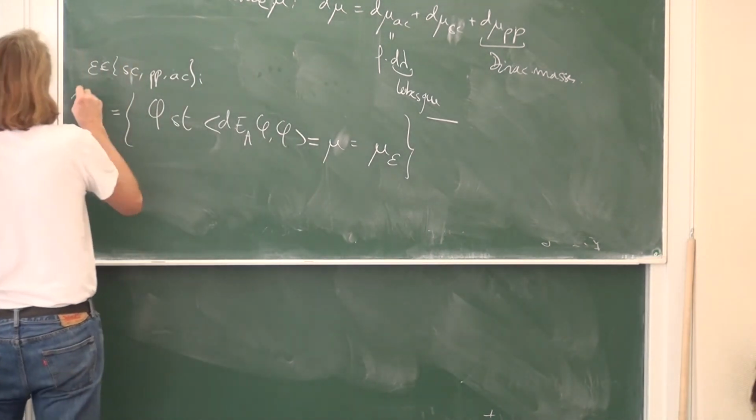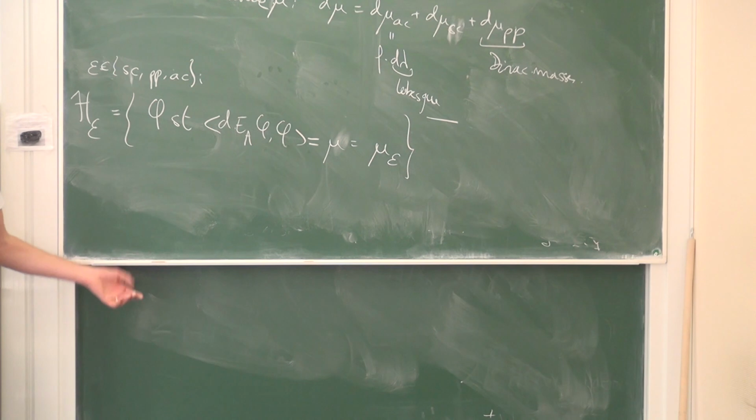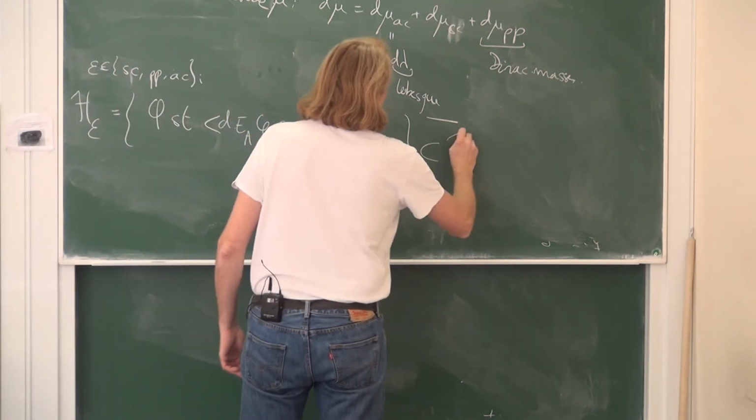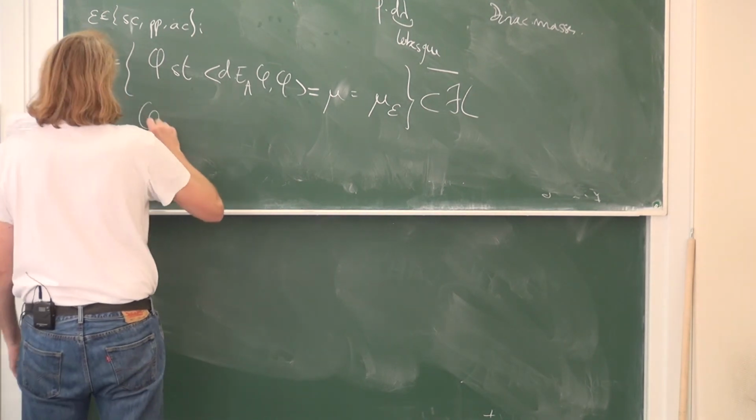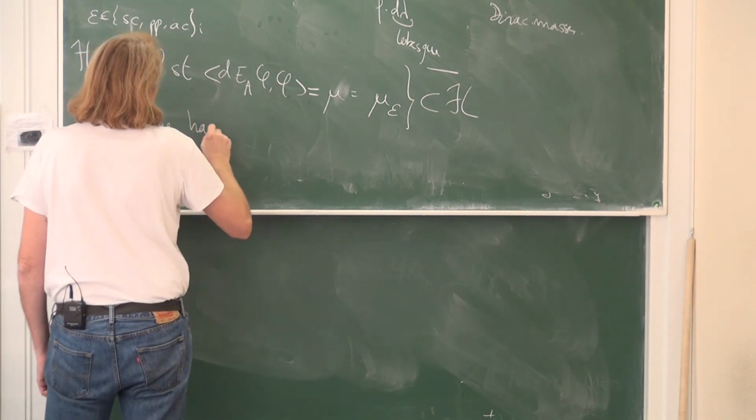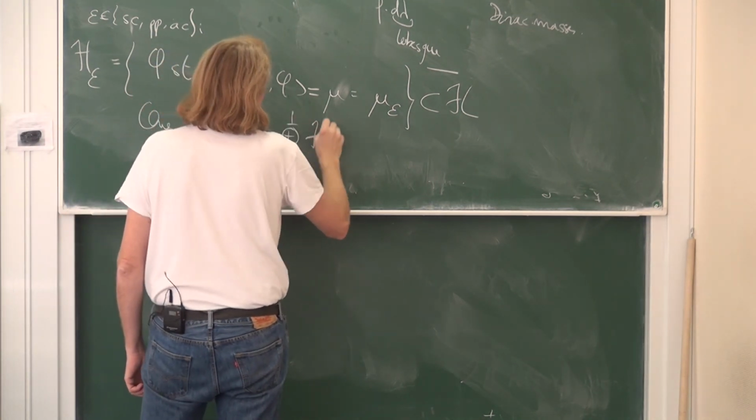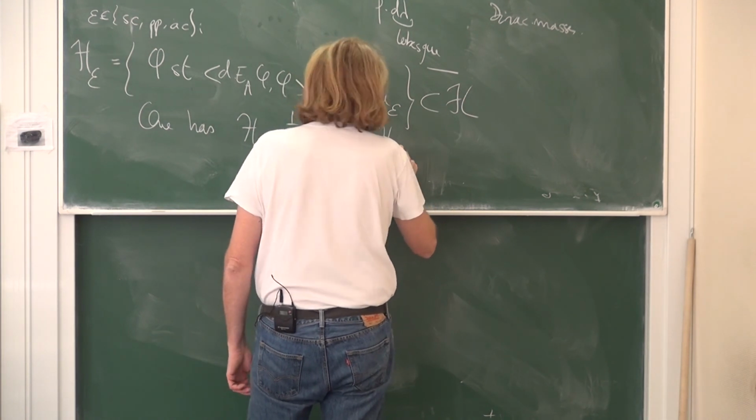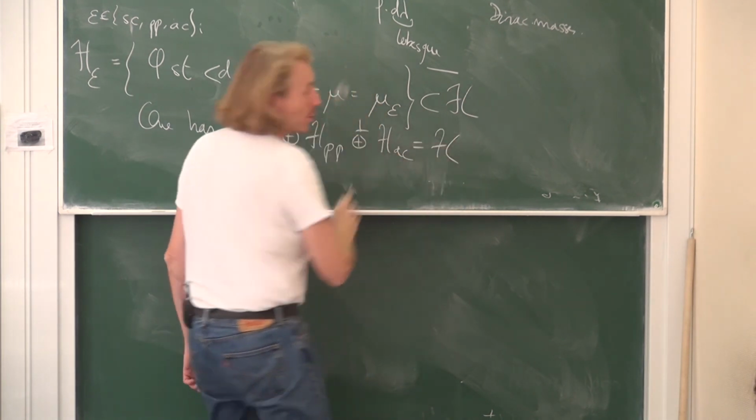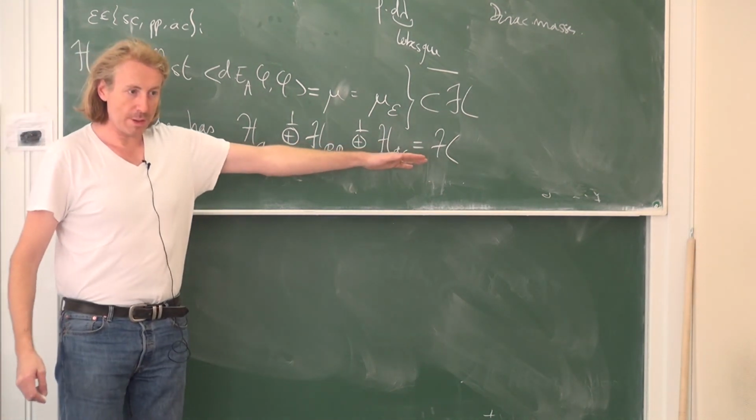Okay, you look at the vectors phi such that it has only one component. And you call this H epsilon. This gives you a subspace of the total Hilbert space. And what you can show is that H AC direct sum H SC direct sum H PP, orthogonal direct sum, is equal to H. These three subspaces are orthogonal to each other, and their sum is the total space H.